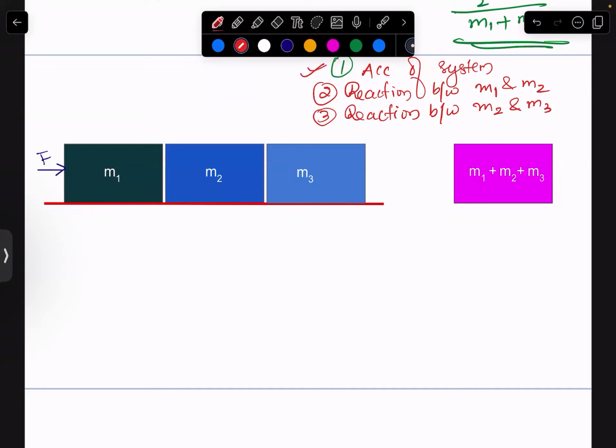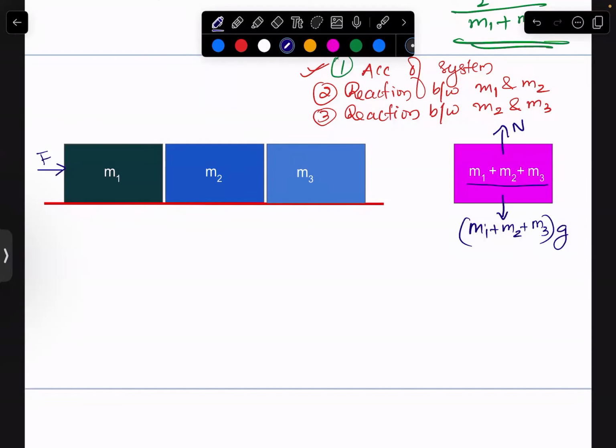So how to find this? First we have to find the acceleration of the system. For that, we will consider this whole system as a combination of three masses together, that is m1 plus m2 plus m3. So we will draw a free body diagram with the three masses together. The free body diagram will be like this. The weight of the object will act downwards, so (m1 plus m2 plus m3) times g will be acting downwards. There is a reaction force N, normal to the surface. So that is N.